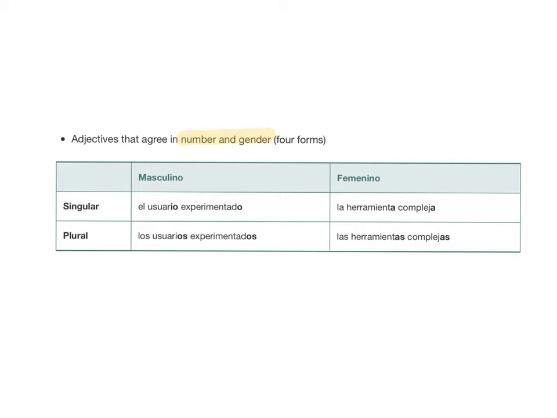Here are some examples of when adjectives agree in number and gender. So you'll see 4 different forms of those adjectives. These are adjectives that end in O. They can be changed to a, or os, or as. El usuario experimentado, la herramienta compleja, los usuarios experimentados, las herramientas complejas.